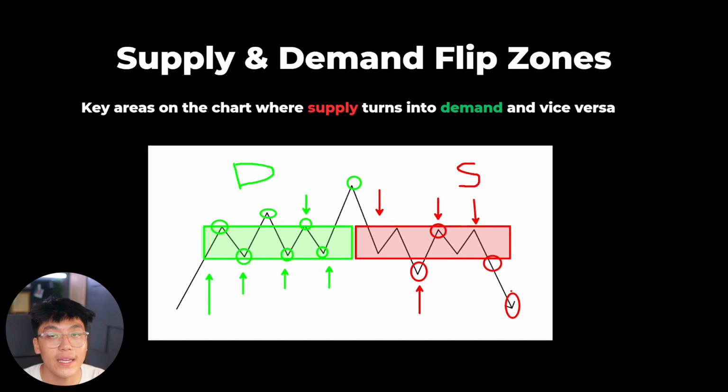Supply and demand is very similar to support and resistance, right? We use these concepts in combination with one another, but supply and demand are areas of support and resistance instead of actual key levels. And that's exactly what we're going to be talking about today. How can we use these supply and demand flip zones in our day-to-day trading? So what do these supply and demand flip zones look like on a chart?